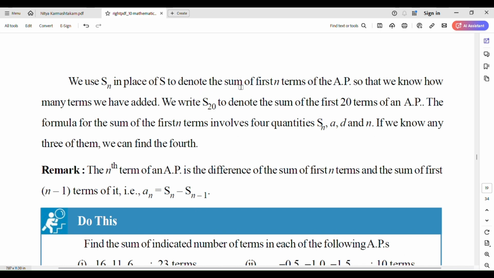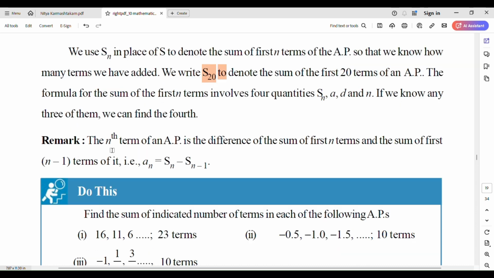So Sn will denote the sum of first n terms of AP so that we know how many terms are added. S20 means sum of 20 terms. It is just a notation, basically explaining the notation. S20 means it is the sum of first 20 terms. So this is how it is.